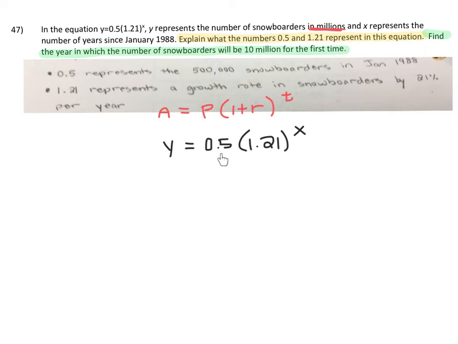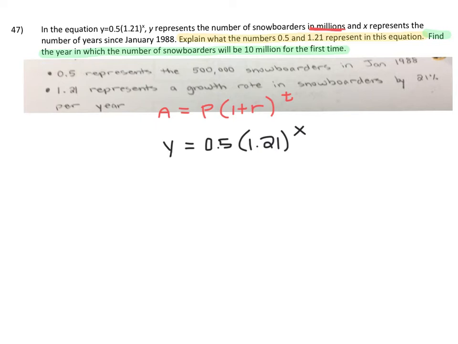So we could see that P, the 0.5, is the initial snowboarders, and when I say initial, I mean in January of 1988. We already talked about how the rate is 21%. So this x is just representing the time, and this y is just representing the amount of snowboarders after a certain time has passed. So when they want us to figure out during which year, we're solving for x, and will the number of snowboarders be 10 million for the first time, we need to replace the amount after a certain time has passed with the number representing 10 million.